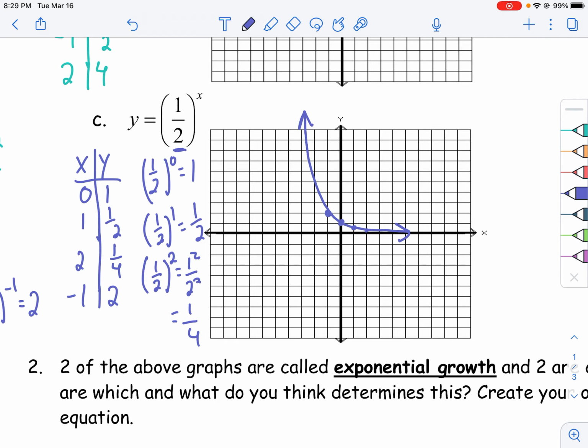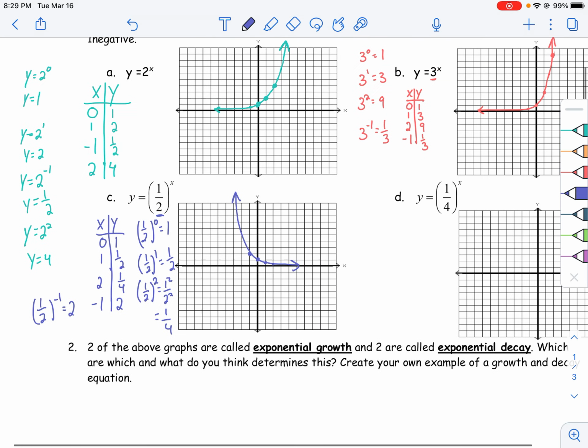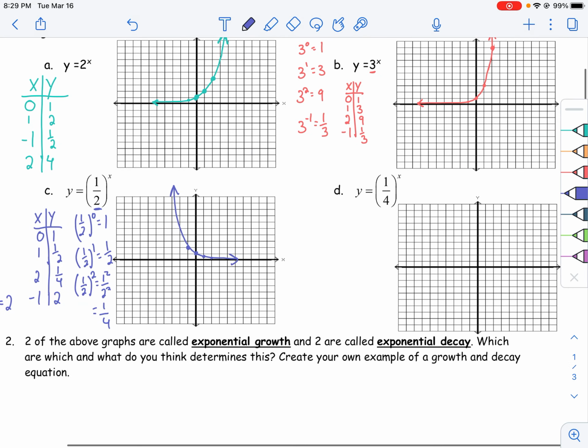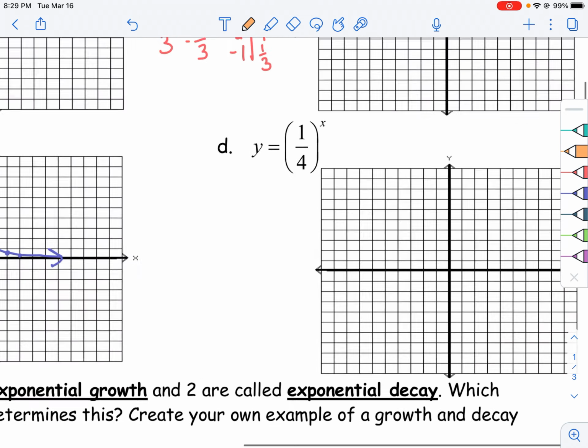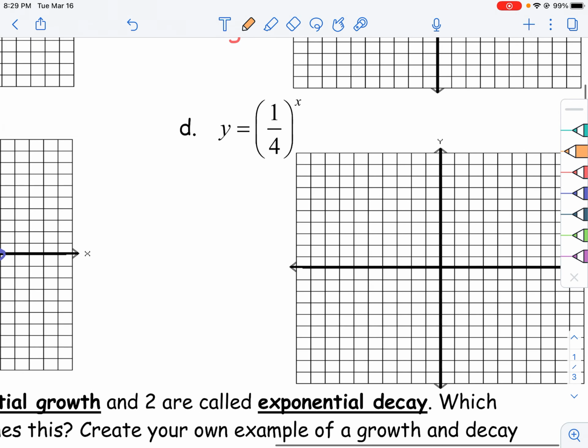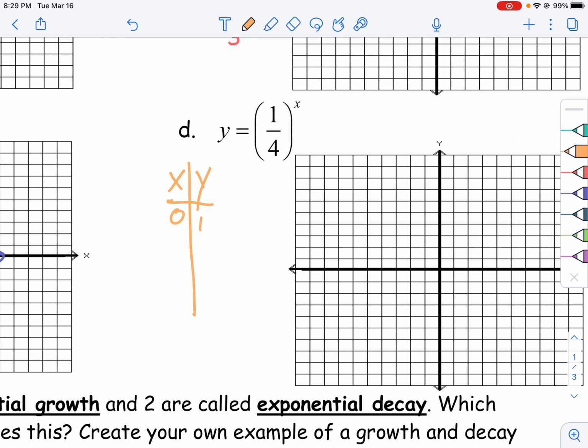Again, still not crossing that x-axis. Okay. One more graph. We have 1/4. So let's think about 1/4 here. X, y's again. Hopefully you're getting to the point where you're like, okay, we're just automatically going to plug 0 in. It gets us 1. Okay, great. If we plug 1 in, it's going to give us out the value of b, which is 1/4.